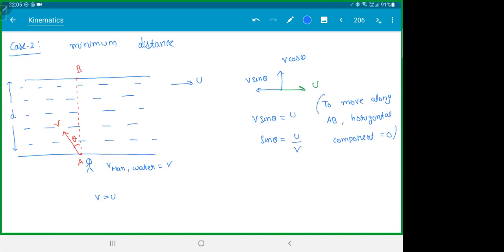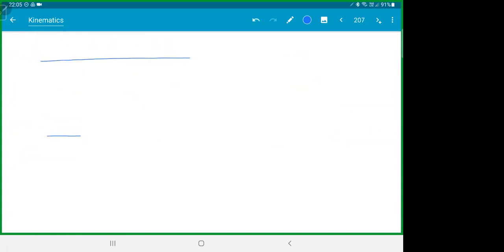You know what is the meaning of this? The man is actually going like this. The man is looking like this, okay? The man is looking like this, but he's going straight. So here the man is looking at an angle theta, but he's going in a straight line. It's like you're looking to the left and you're walking straight.